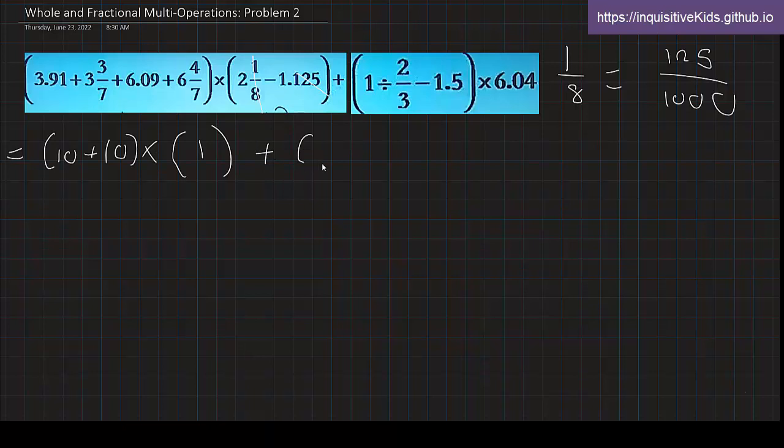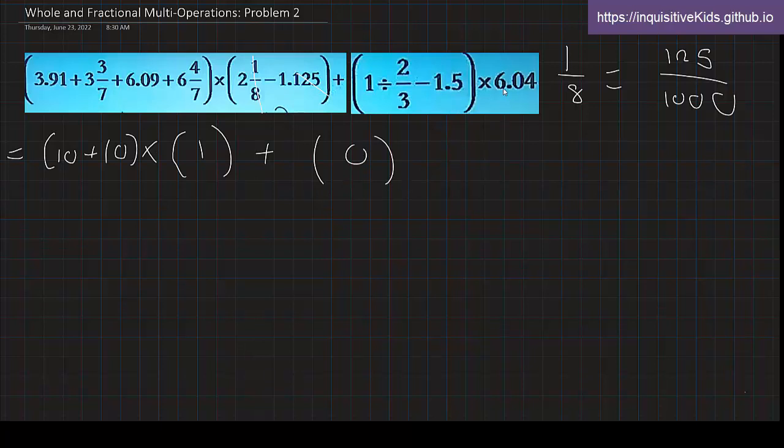All right, let's look at the third parentheses. And we have 1 divided by 2/3 minus 1.5. Well, 1 divided by 2/3 is 3 halves. And 1.5 is the same as 3 halves. So that's equal to 0.